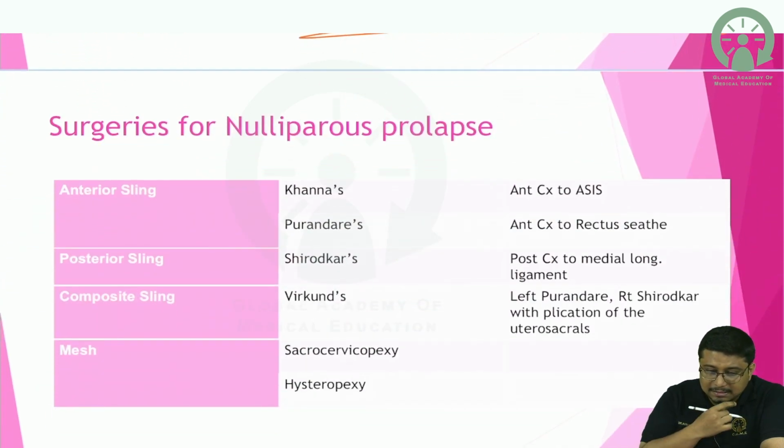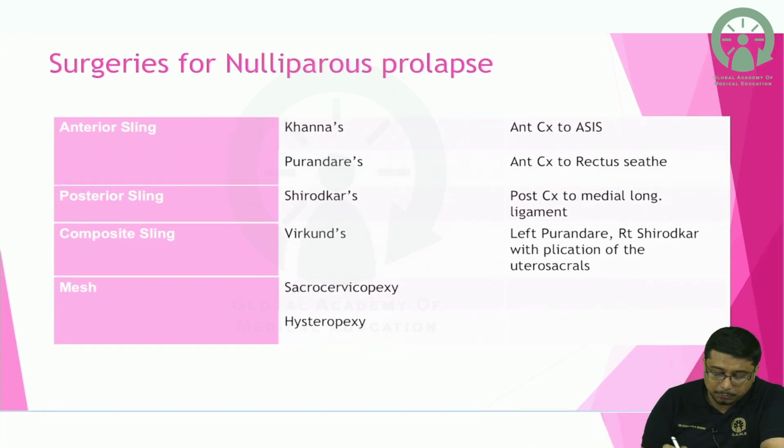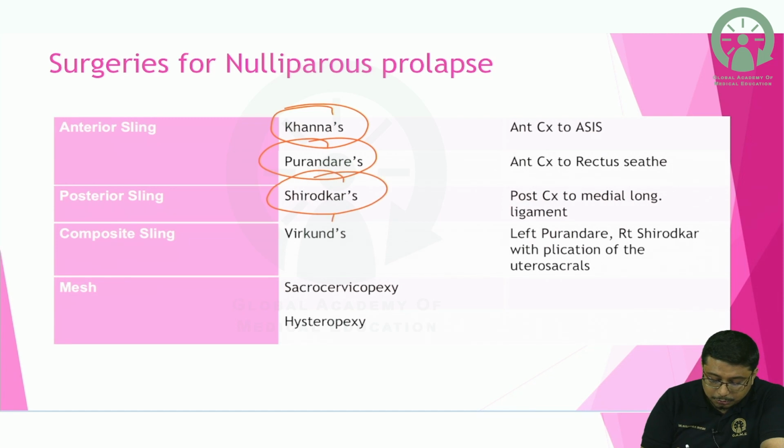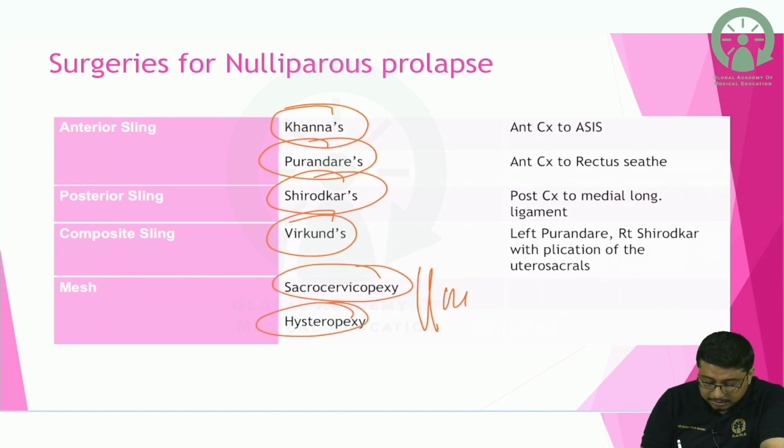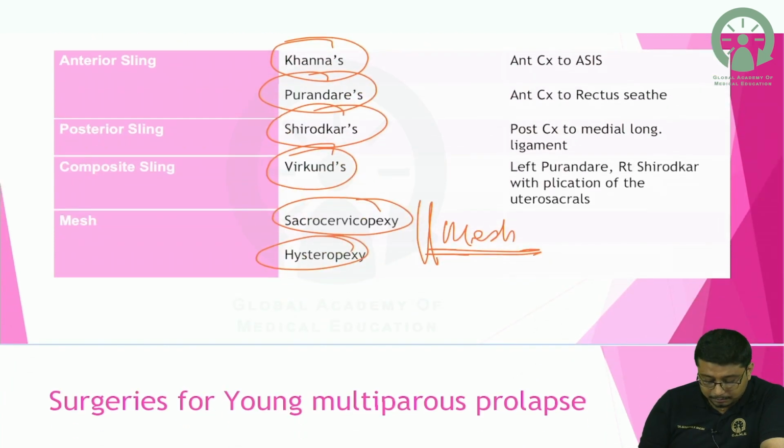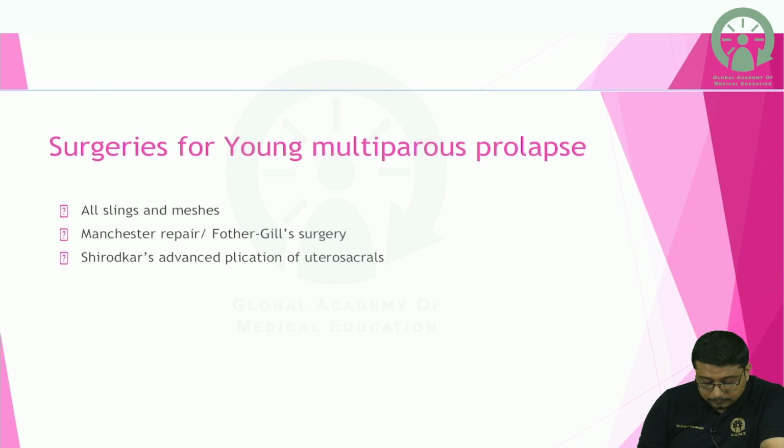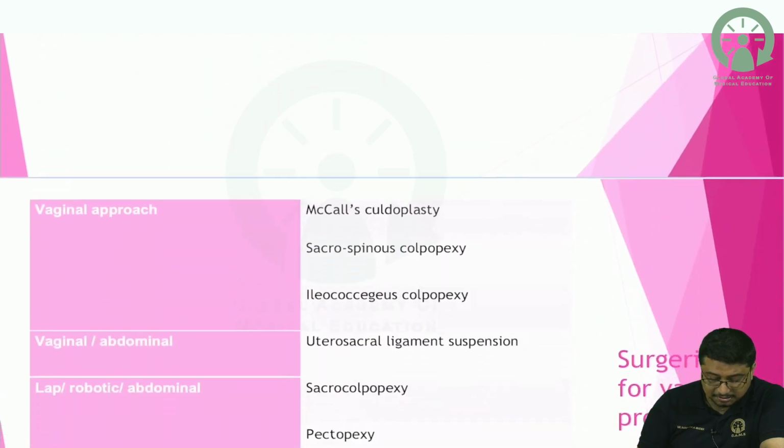So there are certain surgeries for nulliparous prolapse. You should know the names at least: Khanna's, Purandares, Shirodkar, Virkund, and cervicopexy, hysteropexy, which is a surgery done using mesh implant. Surgeries for young multiparous prolapse are basically all those sling surgeries and mesh surgeries.